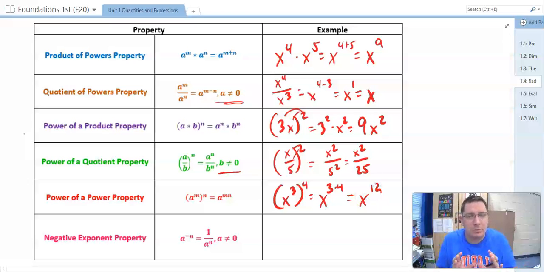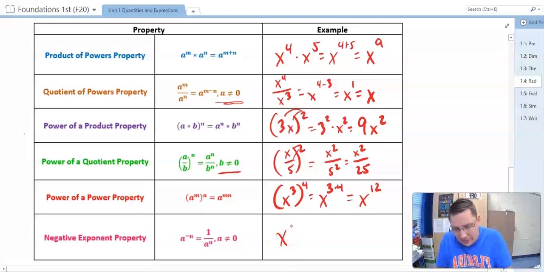But understand that we're going to multiply those powers in this case, not add them. Last property is the negative exponent. So if I have something that has a negative exponent, let's say I've got 4 to the negative 2nd power, that's going to convert to 1 over 4 squared.